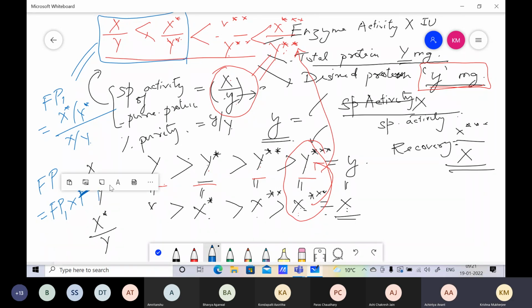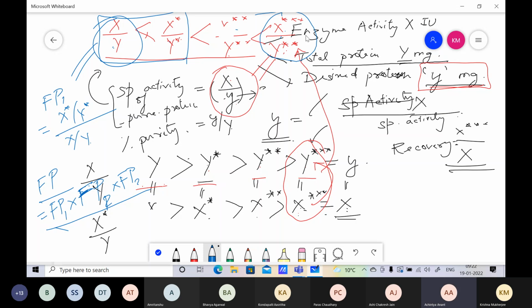FP1 into FP2 into FP3. This is the total fold purification, where FP1 is this divided by this, FP2 is this divided by this, FP3 is this divided by this. So obviously the net fold purification is this divided by this. You get my point? Each step, this is the fold purification. Right? Got it.